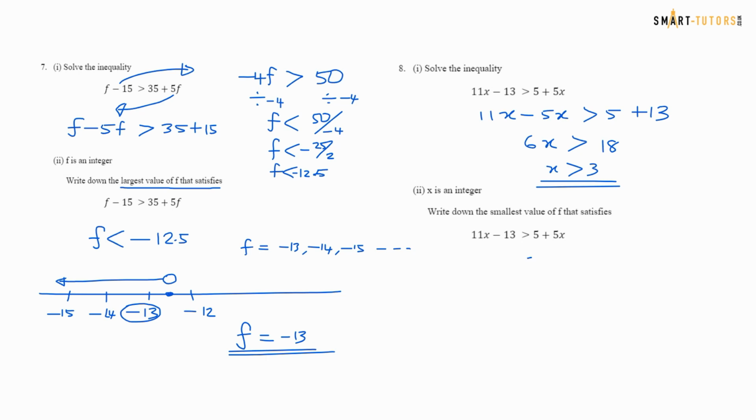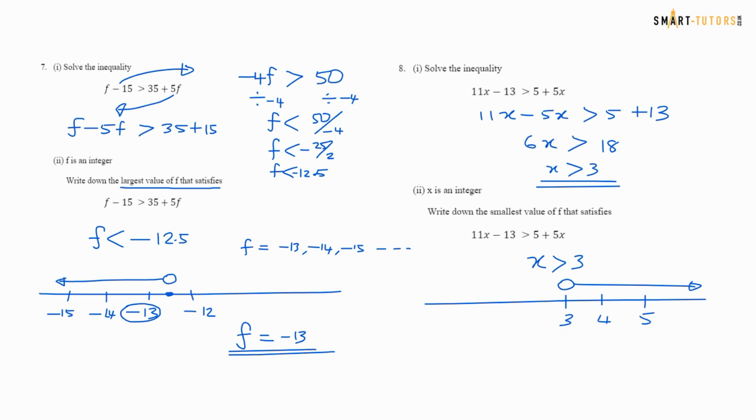So the same question here. X is greater than 3. In the number line, this is 3. And so bubble here, and 4 here, 5 here, and this side. X is greater than 3. So write down the smallest number.